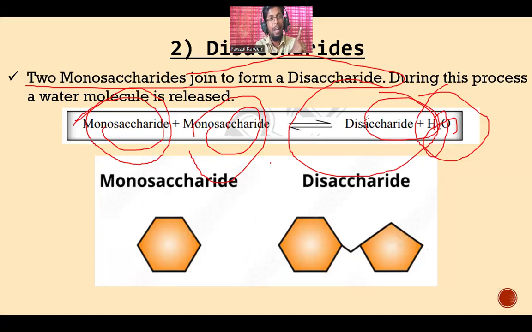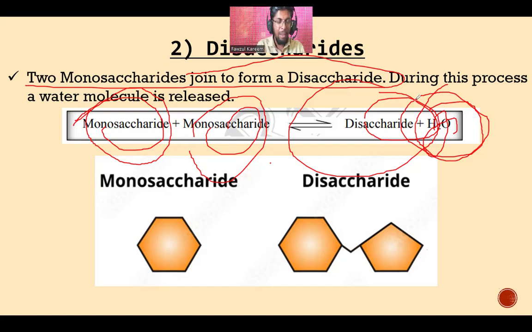Last class, I explained monosaccharide, monosaccharide, disaccharide. Then again this disaccharide can be broken into two pieces, monosaccharide plus monosaccharide. That is called hydrolysis, by using water. Monosaccharide plus monosaccharide gives disaccharide plus water. Then again this disaccharide can be divided into two. The reaction can be reversed. That is called hydrolysis.